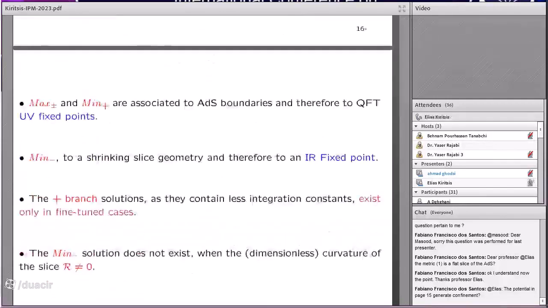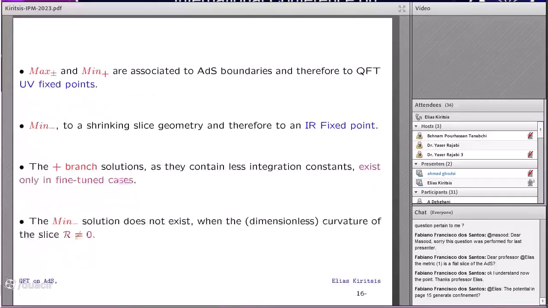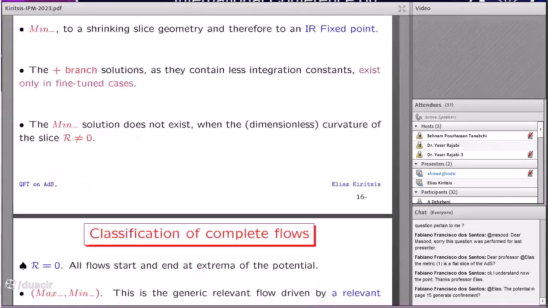So let me now write what the possible flows are. Basically, we remember that max plus, max minus at the maximum, and one of the minimum solutions are associated with AdS boundaries and therefore describe QFTs at UV fixed points. And min minus is a shrinking geometry and describes therefore an infrared fixed point. The plus branch solutions, plus here and plus here, contain fewer integration constants and exist only in fine-tuned cases. And the min minus solution does not exist when the dimensionless curvature of the slice is non-zero. These are general properties one can derive from the equations I showed you.